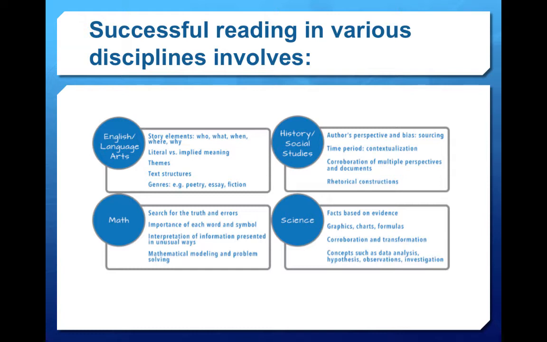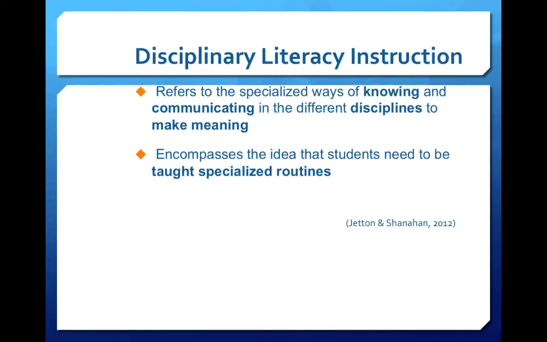In math, we pay attention to words and symbols. Interpretation of information is presented in unusual ways. So we have things like proofs, we have equations, the importance of mathematical modeling and problem solving, and then in ELA, focusing on story elements, thinking about literal meaning versus implied meaning of a story, thinking about theme and text structure, and also the different genres that we see in English language arts. So disciplinary literacy then refers to the specialized ways of knowing and communicating in the different disciplines to make meaning, and so students need to be taught specialized routines.